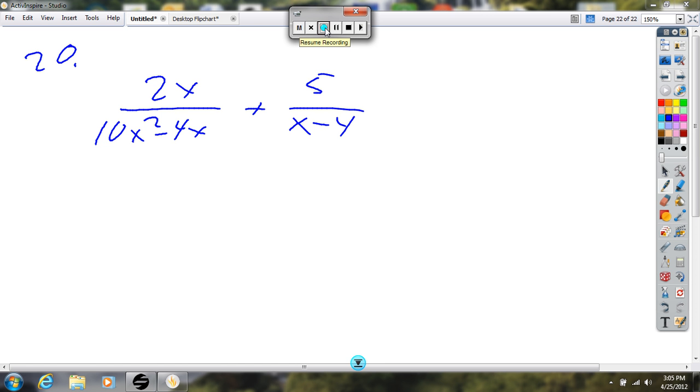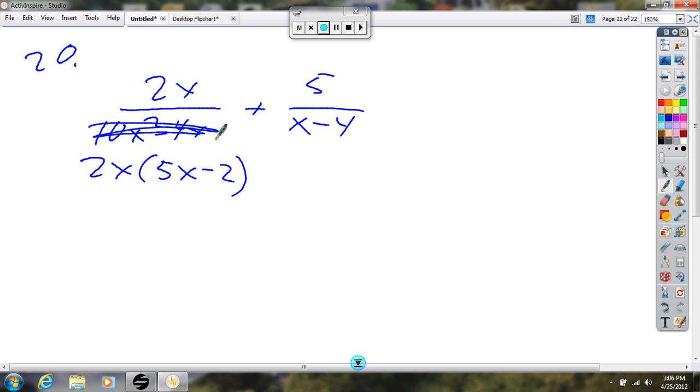What should I do first? Factor this. How do I factor it? 2x times 5x minus 2. This is gone. What should I do next? Cancel out. Might as well get rid of it. It just has less stuff we have to work with. It shortens up your common denominator. There's a 2x on the bottom, there's a 2x on top. They cancel. I have 1 up there.